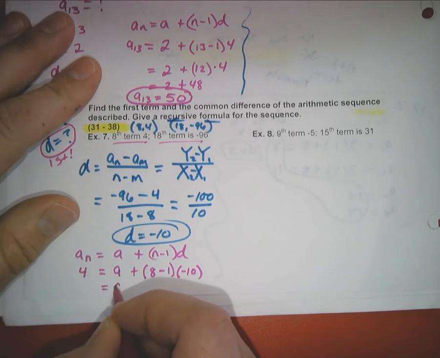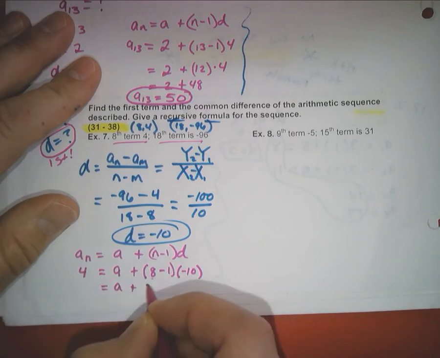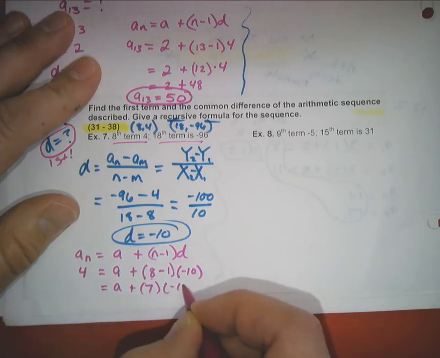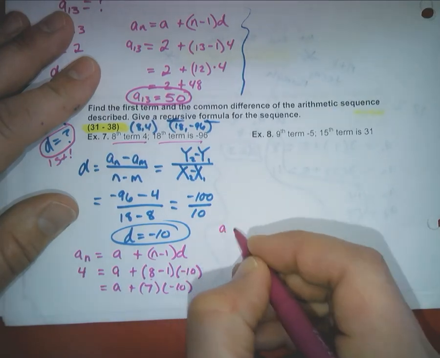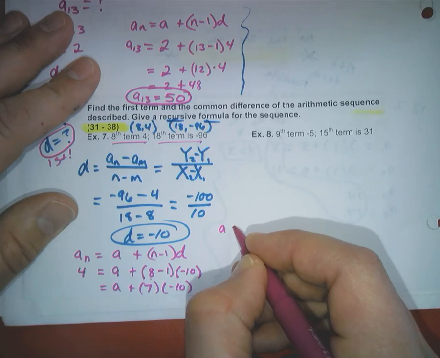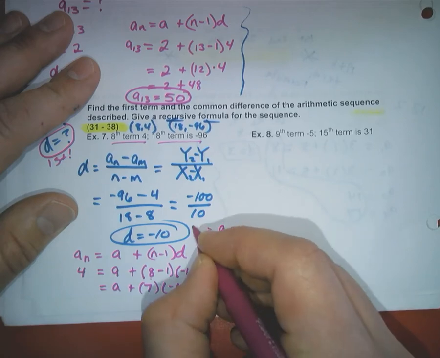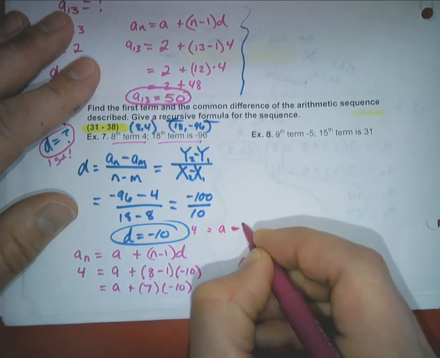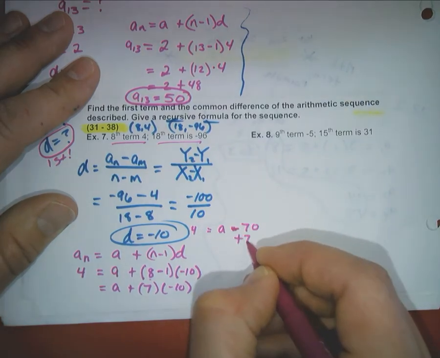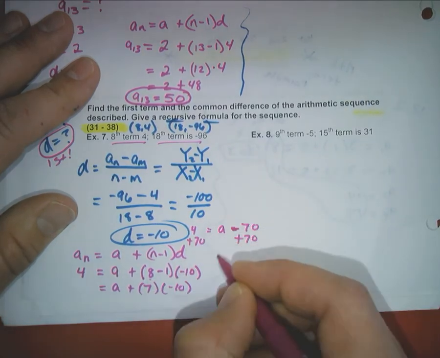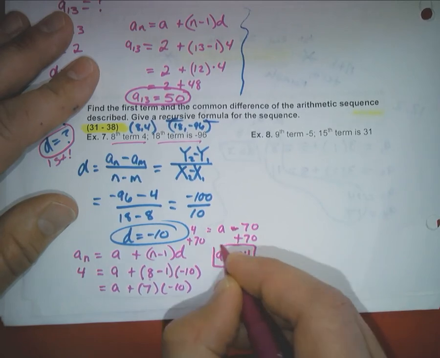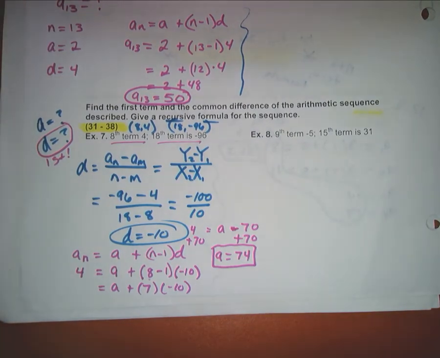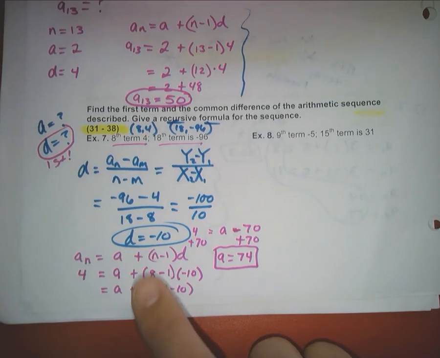And we do a little simplifying. 8 minus 1 is 7. 7 times negative 10, I'll write up here. So I got 4 equals A minus 70. And now I can add the 70 over. So 4 plus 70, we get 74. Okay, so that's my first term, that's 74. And then we got our D value, okay?